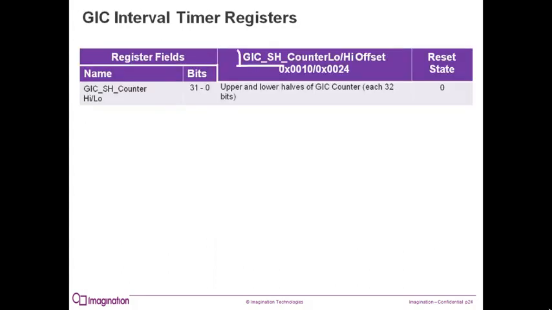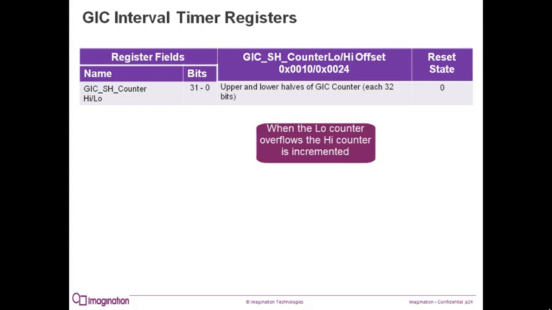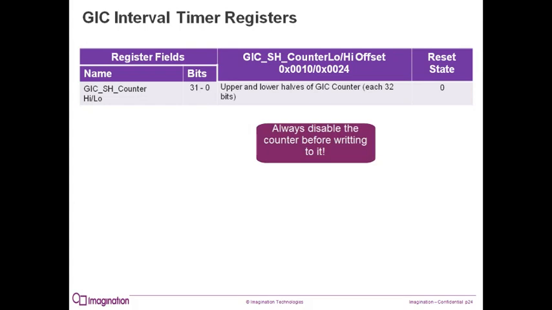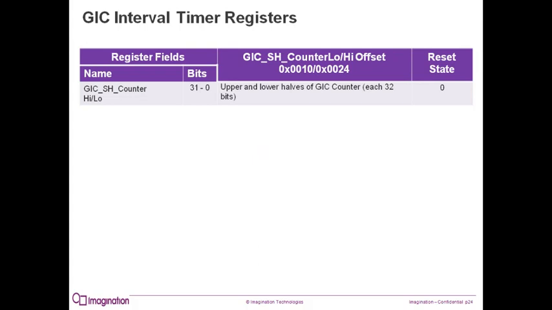For the interval timer, the count is kept in a two-register set that counts in the units of the GIC. Usually this is in cycles, but it is implementation specific, so you should check with your system designer to make sure what frequency the counter counts at. Since the number of count bits is fixed at 64, the low counter overflows and increments the higher counter. This is a read-write register, but you should always disable the counter by setting the count stop bit in the GIC configuration register before you write to it. Note again, this is a shared register within the GIC.